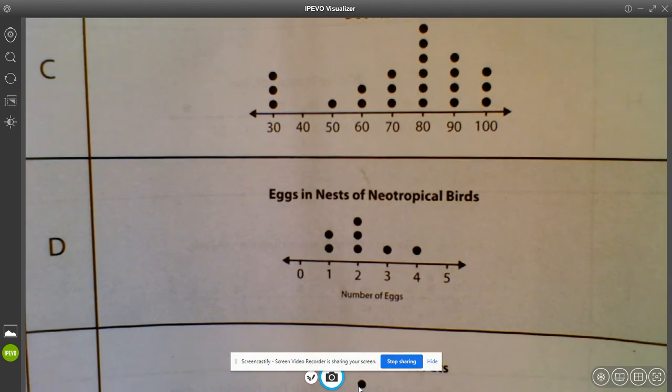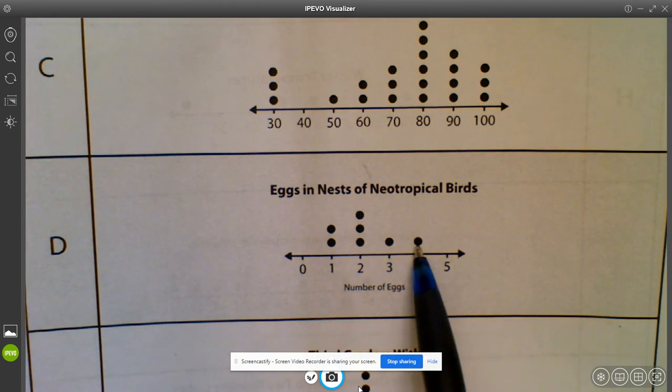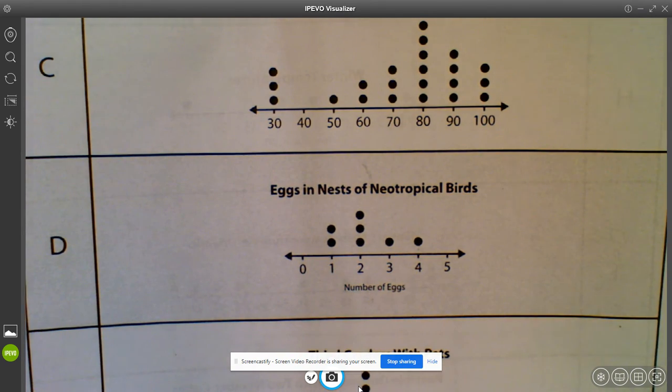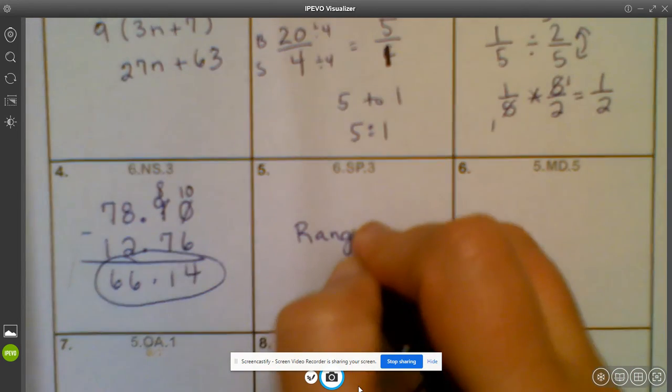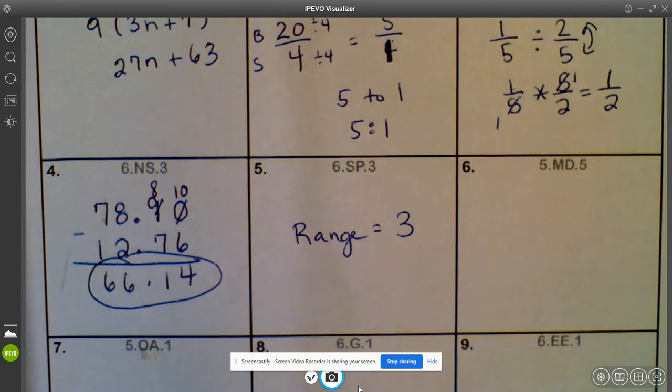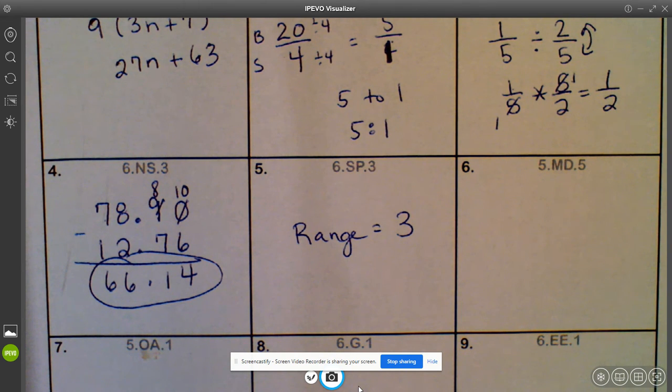And then the last question, you had to look at dot plot D, which is right here. And you're finding the range of the data, so you have to take the maximum minus the minimum. 4 take away 1, so the range would equal 3. And that's it for problems 1 through 5 on lesson 47, Simple Solutions.